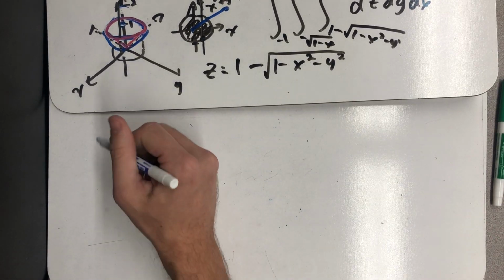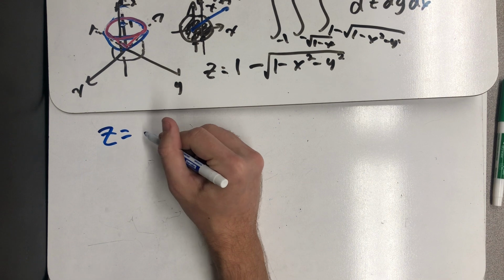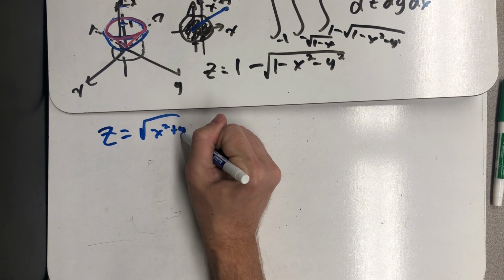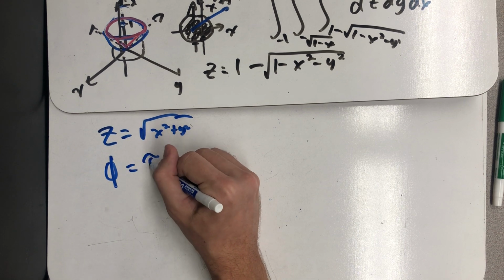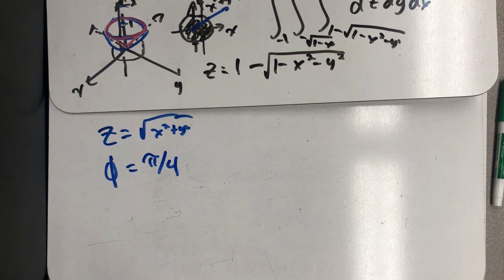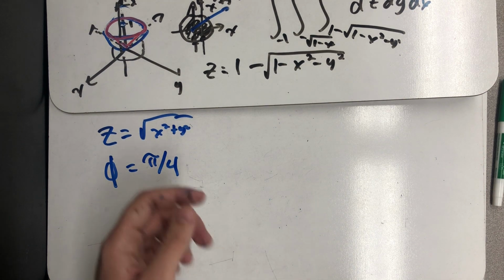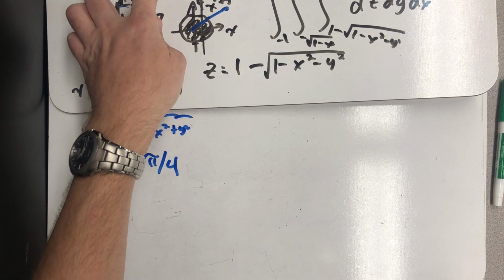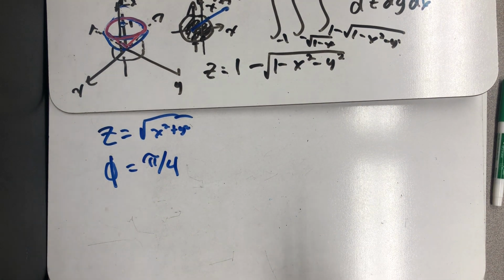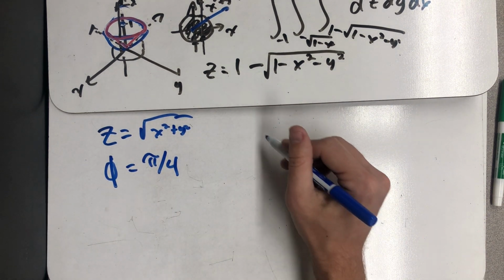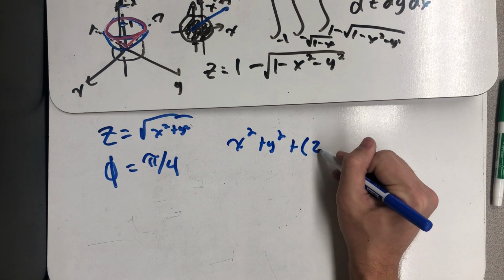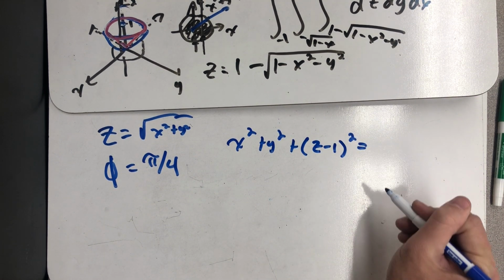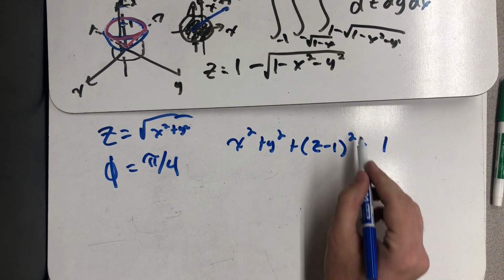Well, we've met the cone, z equals square root of x squared plus y squared, before, and we know in spherical coordinates that's phi equals pi fourths. Now we need to think about this sphere in spherical coordinates. So that's x squared plus y squared plus (z minus 1) squared equals 1. So let's square this.